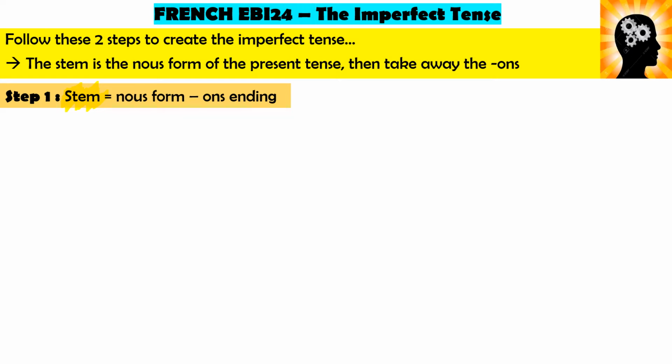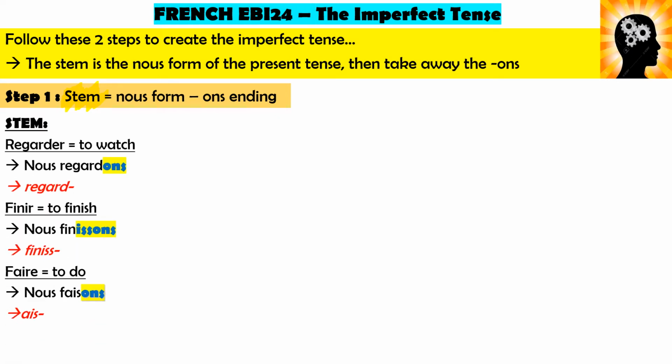Now in the imperfect tense, the stem, the bit of the verb we take, is the nous form of any verb. Here we go. And then we take away the nous, obviously, and we take away the ONS. So step 1 for the imperfect, before you do anything, you have to take the nous form of any verb. Now the reason for this is the nous form changes a lot of verbs. For example, look at our IR verb here.